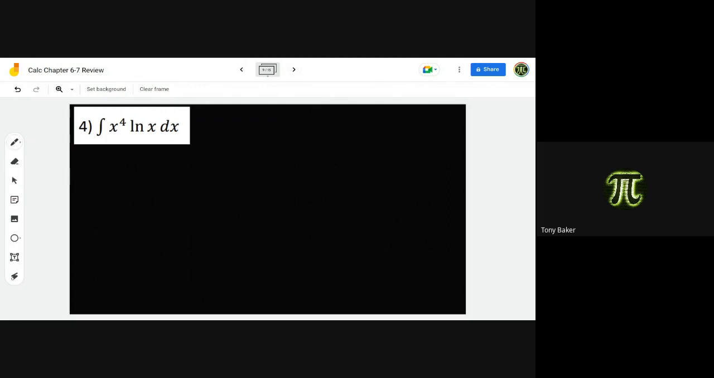So this one, what is this one? What do we have? Yeah, this one's a product. Products are integration by parts. So we have our u du and our v dv. All right, so which one am I going to make my u? Okay. And that means my dv is x to the fourth. So my du is, what's the derivative of ln x? The derivative is 1 over x. And then my v is going to be 1/5 x to the 5th.